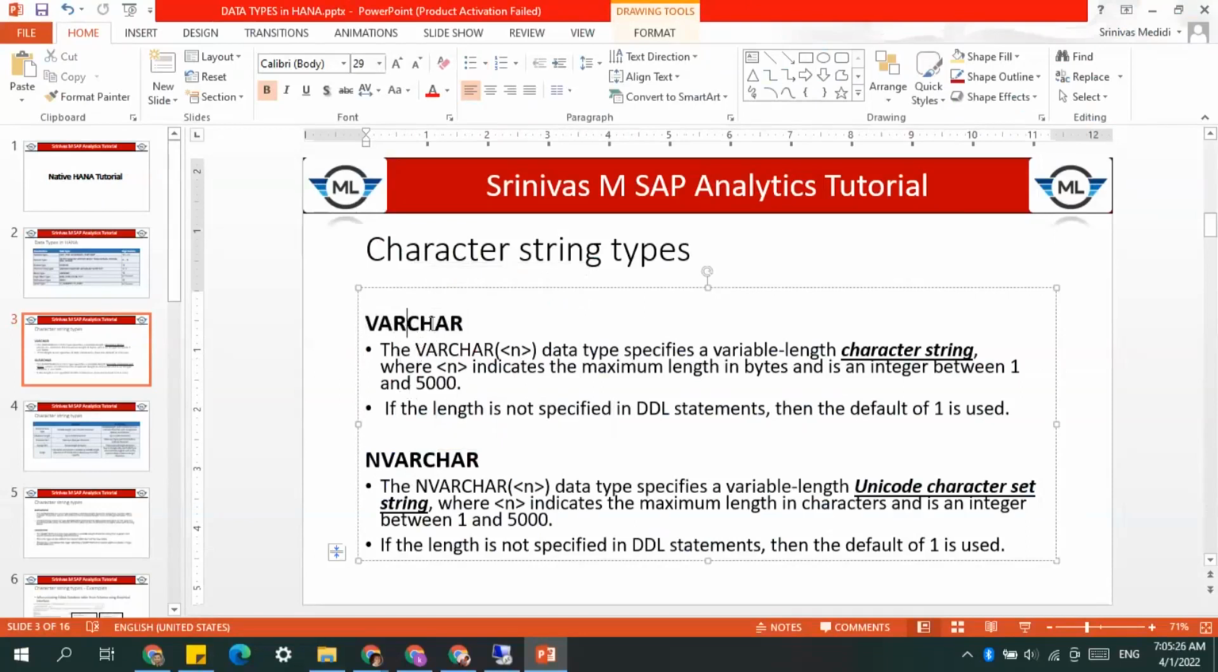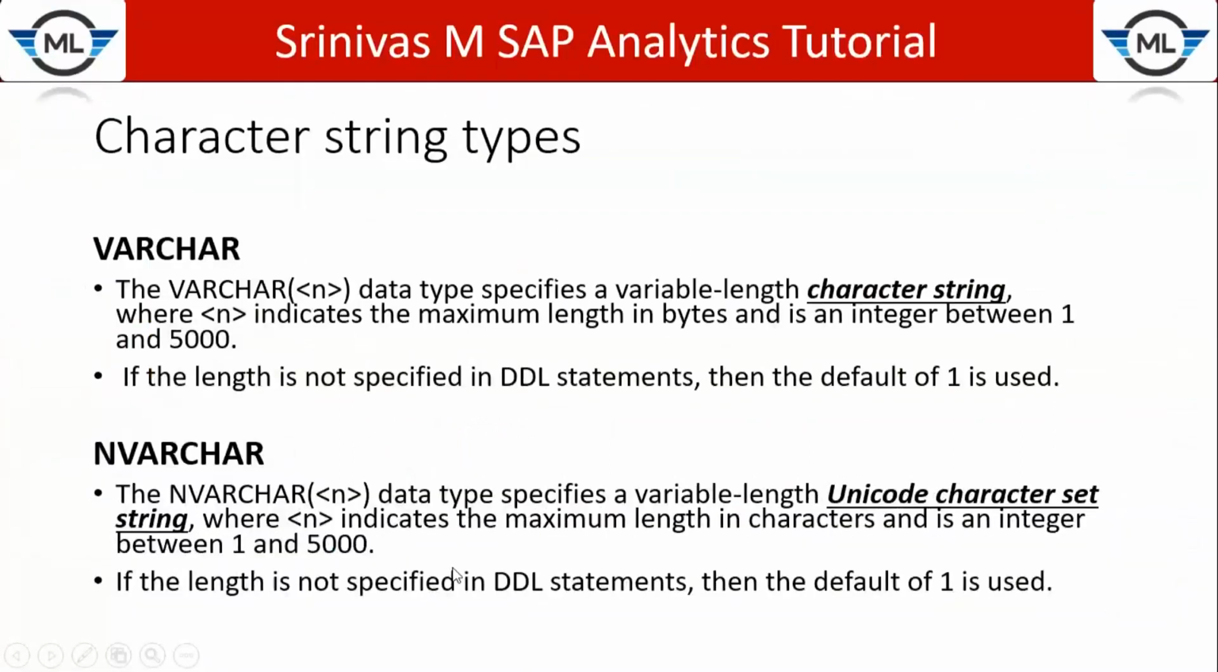Now on this screen we are going to discuss two data types, varchar and nvarchar. What is the major difference between varchar and nvarchar? As per the description here, varchar represents a character string, and nvarchar represents a Unicode character set string. There is a difference between them. The length and everything is the same, but the type of data it stores differs. Varchar supports only string types, and nvarchar supports the Unicode character string set, for example German letters, Chinese letters, and so on.